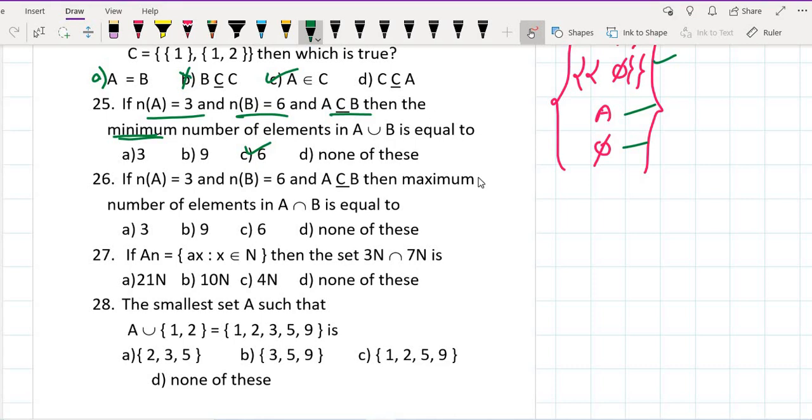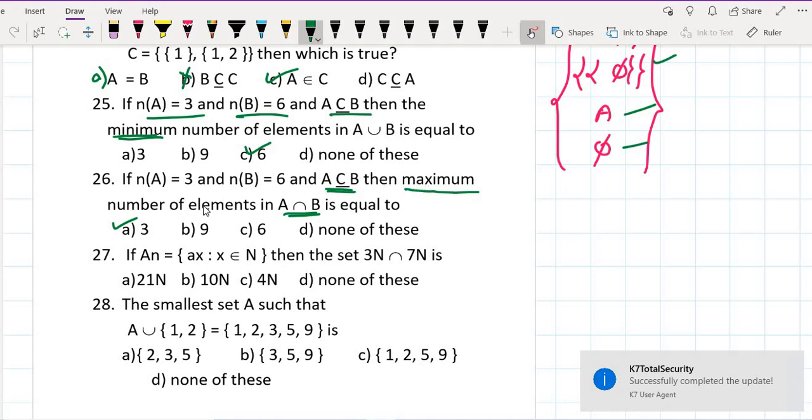Consider question number 26. n of A is 3, n of B is 6, A is a subset of B, then what is the maximum number of elements in A intersection B? See here, like the previous question, A is a subset of B. Imagine all the 3 elements are repeated, meaning common entries. Then if you take the intersection, the maximum number of elements is 3 only. If this condition, A subset of B, were not there, then it could be 5 also. Now repetition is there, so the maximum number of elements in the intersection is 3. So option A is the correct answer.